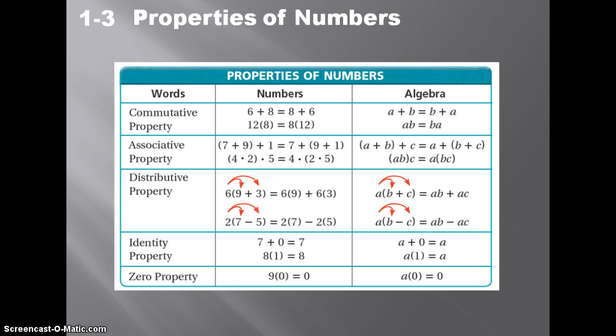Two properties we didn't mention are the identity property, which shows that in addition, if you add 0 to a number, you don't change the value. And if you multiply by 1, you don't change the value. So the identity property just shows what happens in order to keep the number the same. Zero property is exactly how it sounds. Anything multiplied by 0 equals 0.